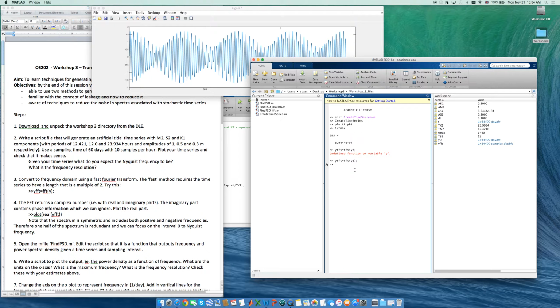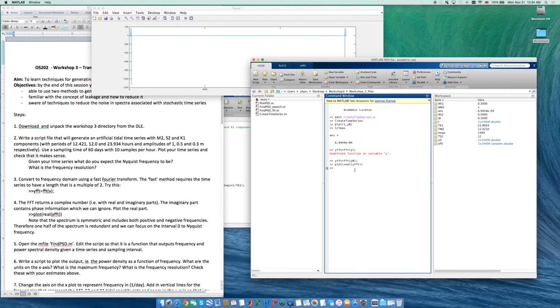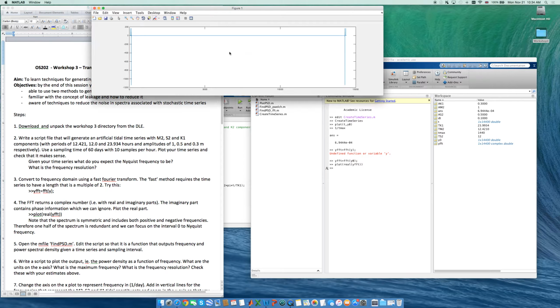So now moving on to step 4. It says plot the real part. So type in plot. This is going to overwrite our time series plot. We're just having a look at things to see what they look like. So we're going to plot the real part of yFFT. Okay, great. So that doesn't tell us much at the moment.